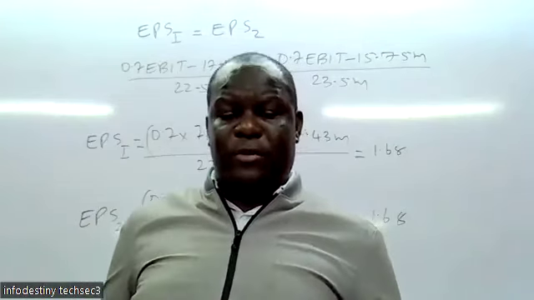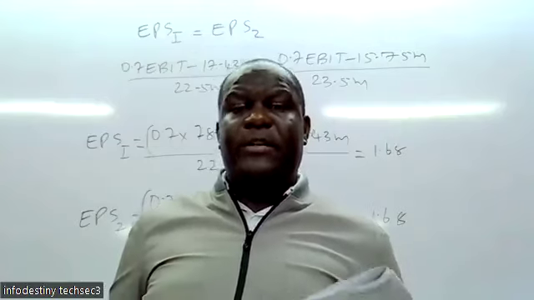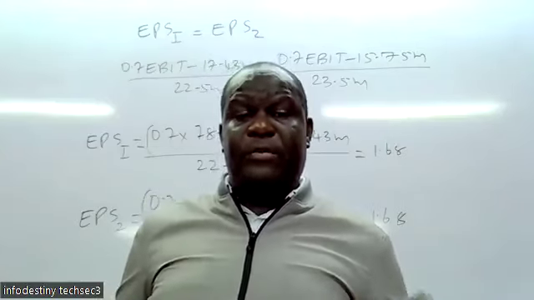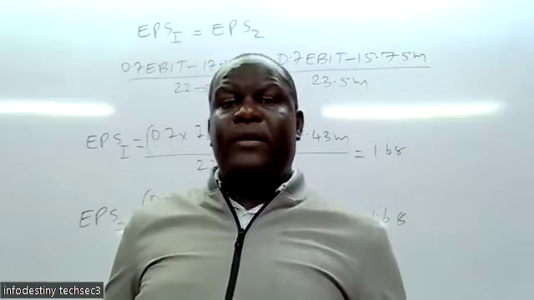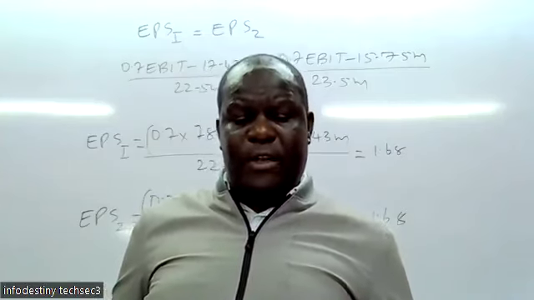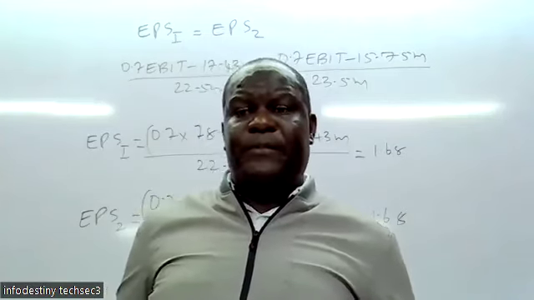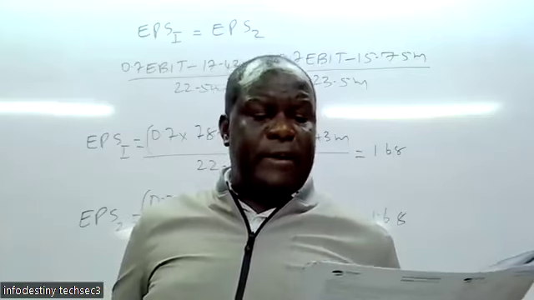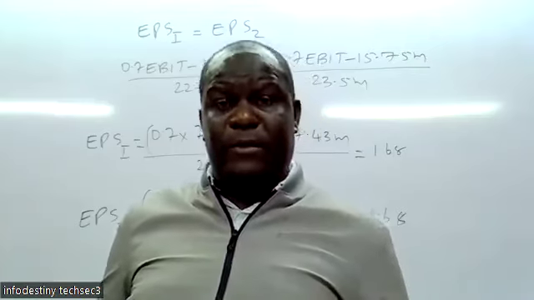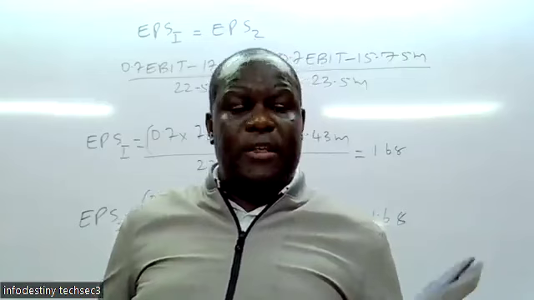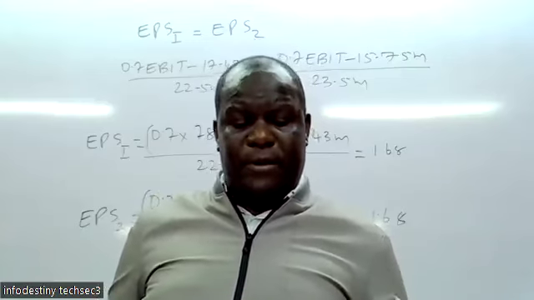Ordinary share capital is 60 million. 10% debenture capital is 25 million. 12% preference share capital is 15 million. Reserve has been given as 50 million. So total, it gives you 150 million.